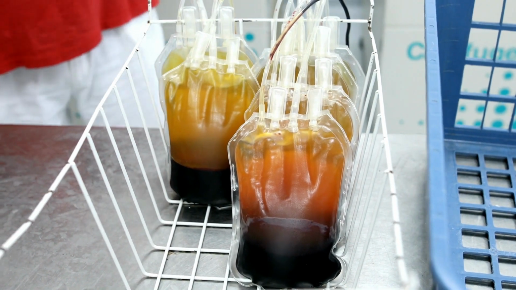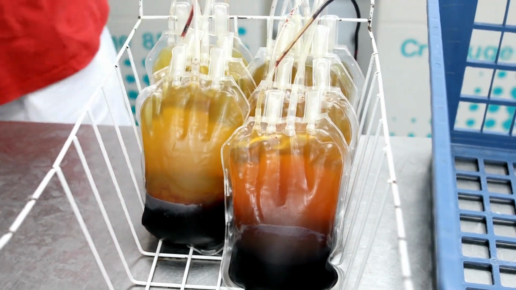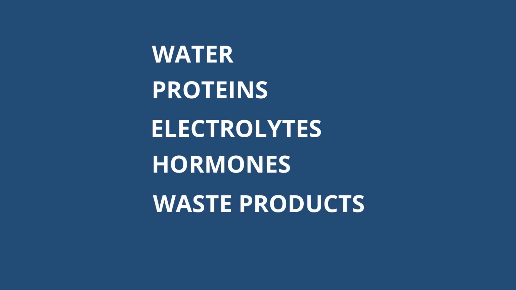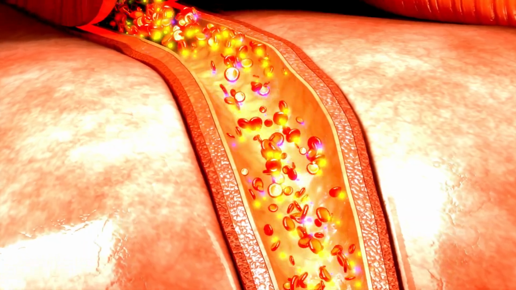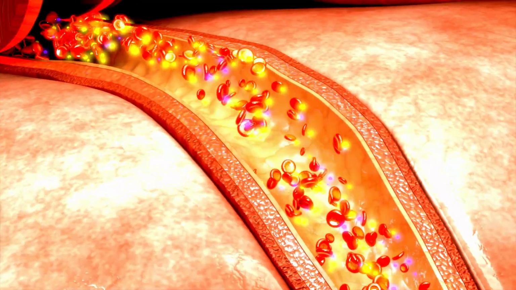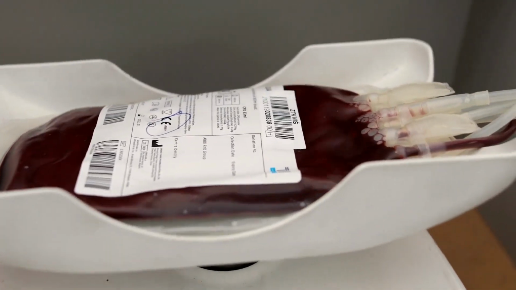Plasma, the liquid component of blood, makes up approximately 55% of whole blood. It is a complex mixture of water, proteins, electrolytes, hormones, waste products, and various other substances. Plasma acts as a transport medium, carrying nutrients, hormones, and waste products to and from different parts of the body. Now that we have an overview of whole blood, let's delve deeper into the specific roles and functions of platelets and plasma.